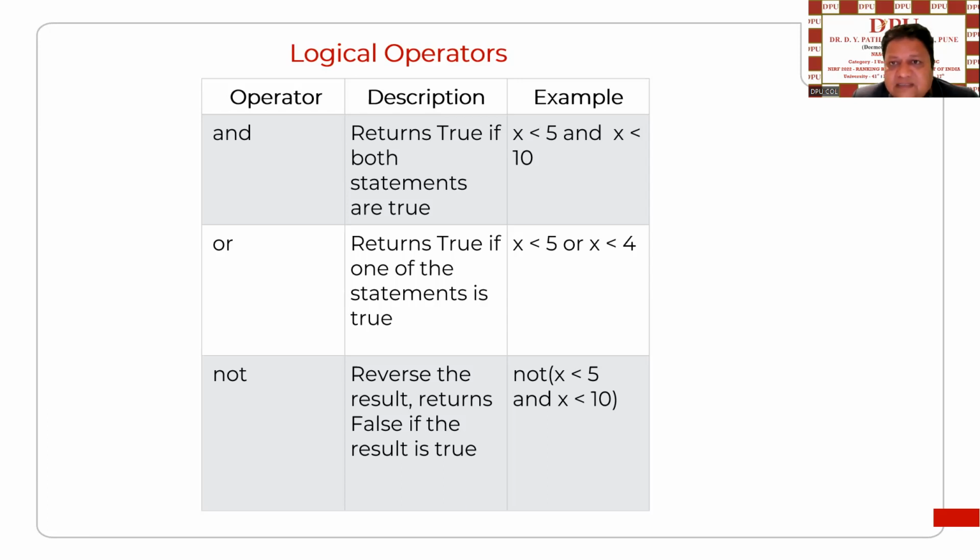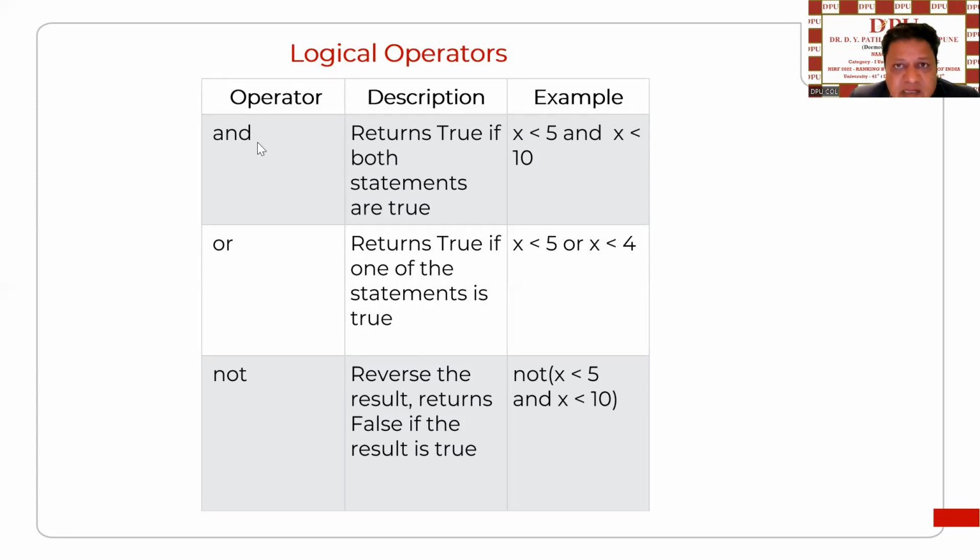Now the next topic is the logical operators, that is and, or, not. Like I said, the logical operators are used to combine two conditions and check whether both conditions are true, or if one of them is true and the other is false, or if they are not true. If a condition is not true, then I can use not. If I have to check two conditions, then I can use and.